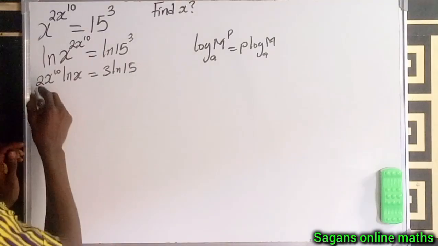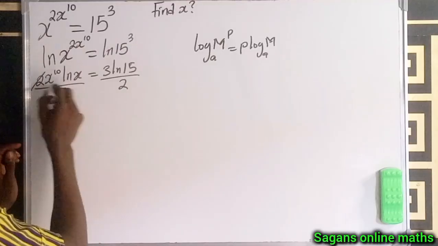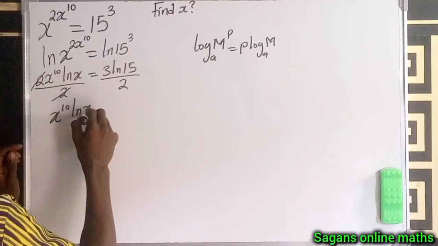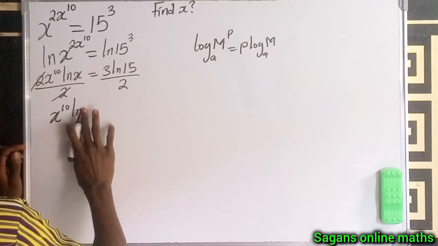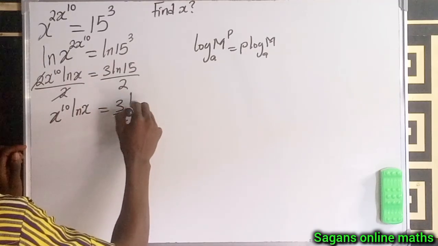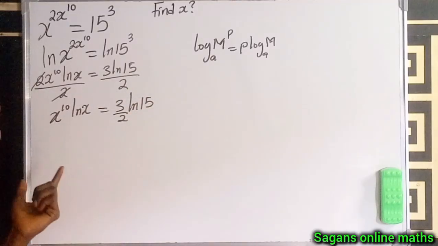At this point, let's divide both sides by 2, because we are looking for a way so we can have the value of x, right? So that means x to the power of 10 multiplied by ln x is equal to 3 divided by 2 ln 15. Okay? At this point, what are we going to do?